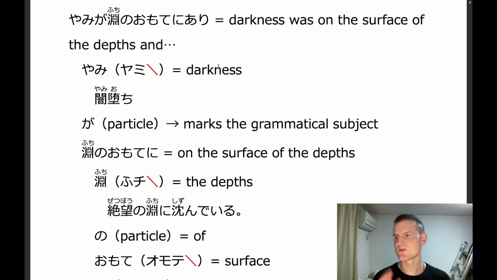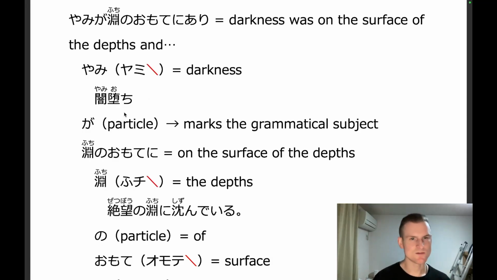Okay, so this means literal darkness, but it can also mean metaphorical darkness. Yamiochi means a fall to the dark side. So like Anakin Skywalker is a typical example of someone who did a yamiochi. This is used in modern Japanese.